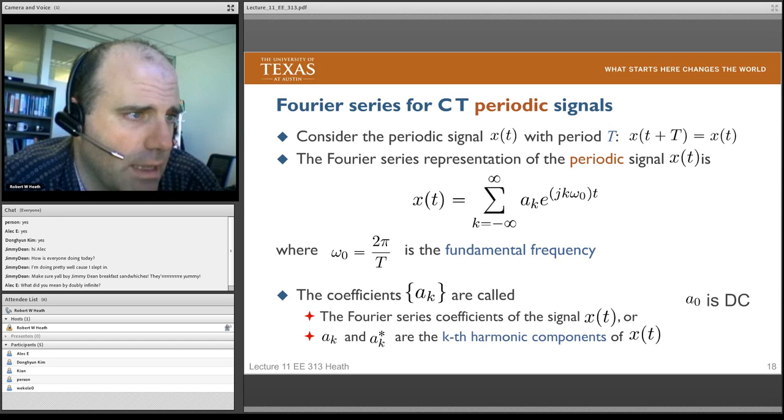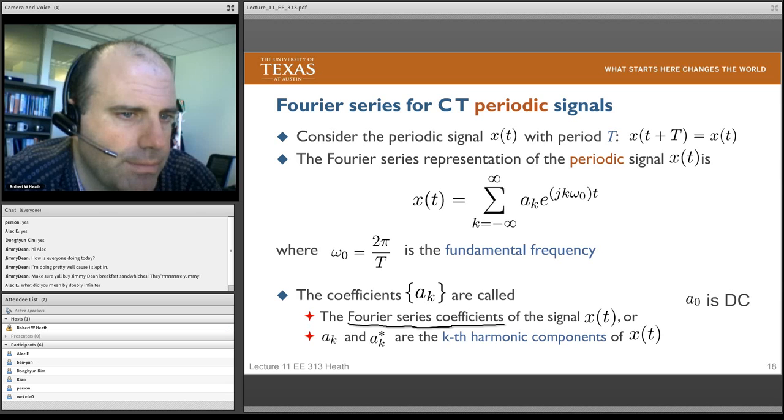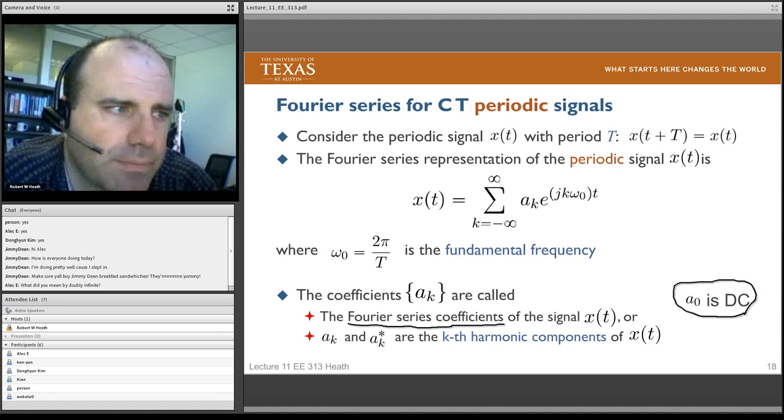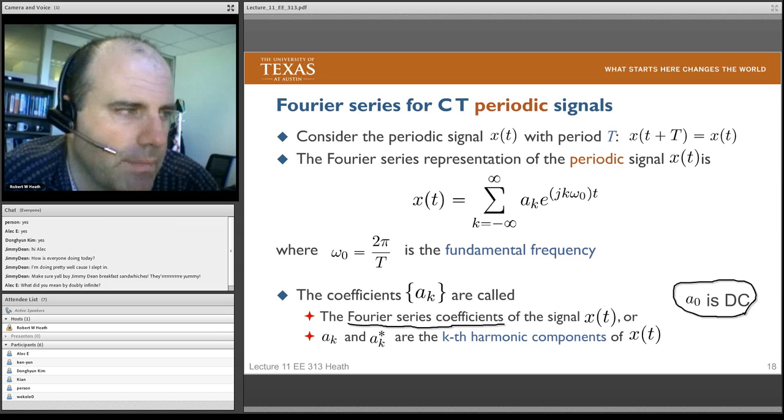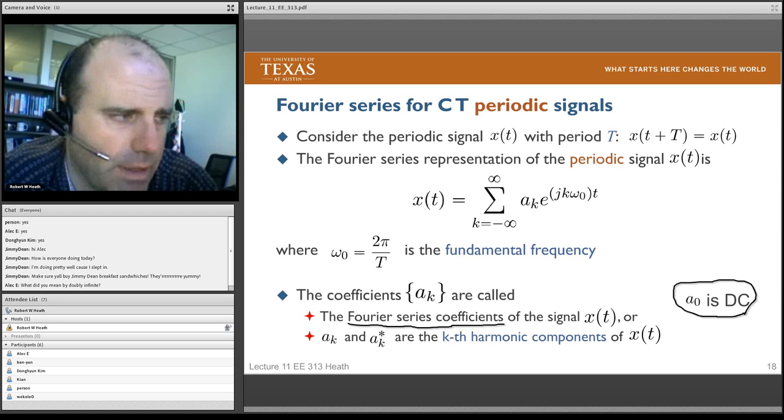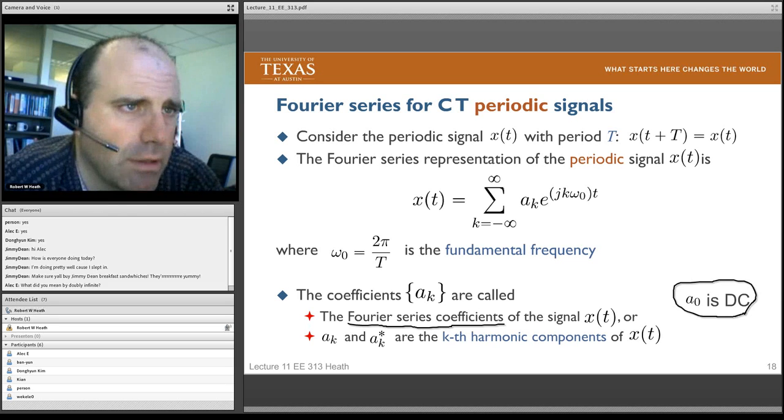And the coefficients a k here are called the Fourier series coefficients of the signal x of t. And then a k in particular is the kth harmonic component of x of t, and a zero is the DC value. So what the Fourier series says is that you can decompose a periodic signal as a sum of complex sinusoids. And we'll discuss a bit how to calculate those coefficients a little bit later here. But this is the key definition here.